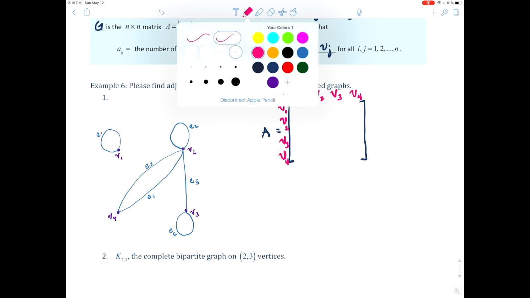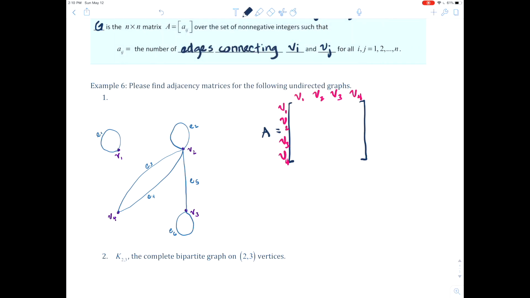So this time I'm going to go a little bit more quickly. V1 has a loop, and so it's edge E1 that's there. So we have 1 going from V1 to V1. From V1 to V2, we have 0. Do you see we'll have zeros for the rest because V1 only has one edge. So V1 is only adjacent to itself.